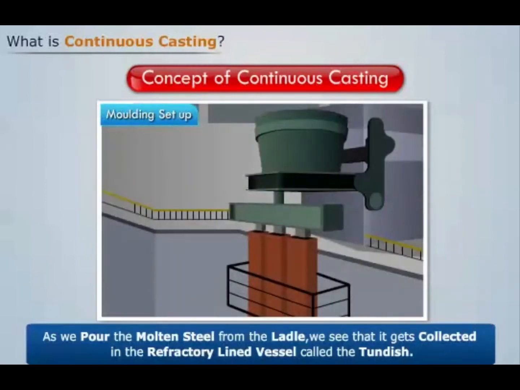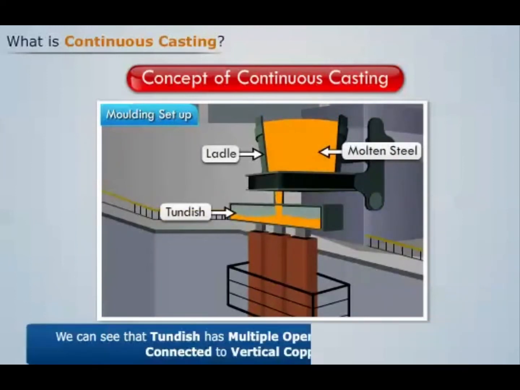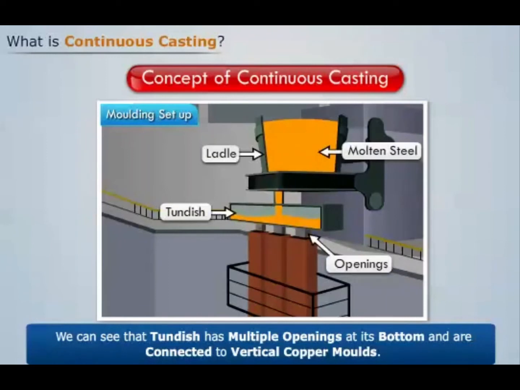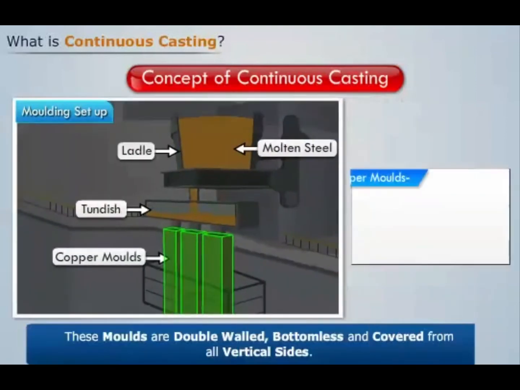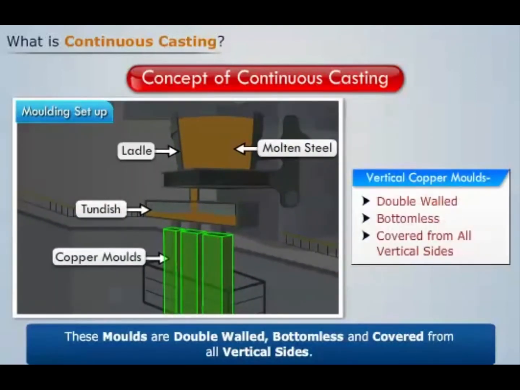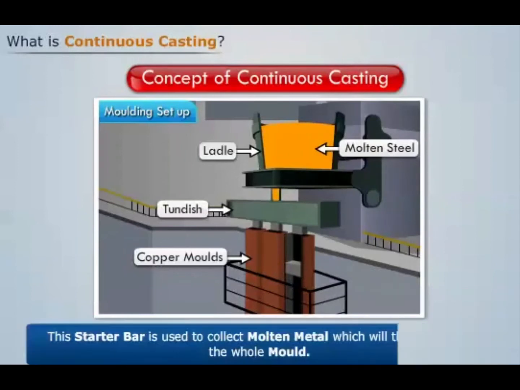As we pour the molten steel from the ladle, we see that it gets collected in the refractory lined vessel called the tundish. We can see that the tundish has multiple openings at its bottom, connected to vertical copper molds. These molds are double-walled, bottomless and covered from all the vertical sides. At some distance below the top of each mold, there is a metallic starter bar which gets tightened between the passages. This starter bar is used to collect the molten metal, which will then drag it through the whole mold.